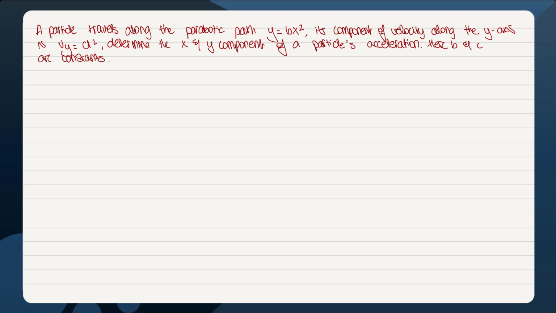Let us look at another problem which also deals with the rectangular coordinate system. A particle travels along the parabolic path y is equal to bx squared. Its component of velocity along the y-axis is vy equals ct squared. We're asked to determine the x and y components of the particle's acceleration, so ax and ay, and we know that b and c are constants. So here we're given the equation of the curve, y is equal to bx squared, and vy, and we're asked to find the acceleration components.